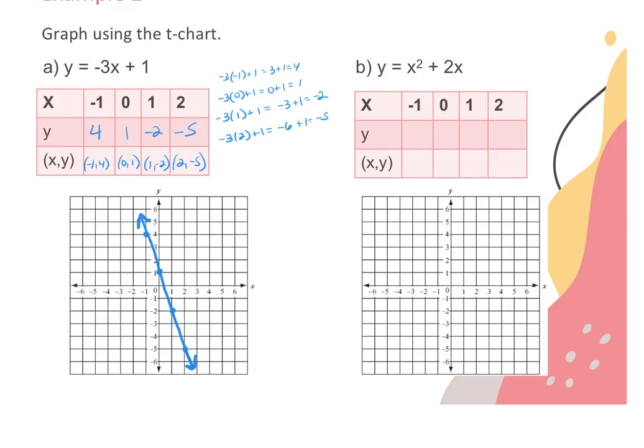Same process for B. This time I've got an x squared, so what do you expect this graph to look like? Big. Okay, your points are going to be big. What shape will the graph take on? It's a parabola, okay? Which we, like in chapter 2, spend more time with parabolas than you ever thought you ever wanted to know, okay?